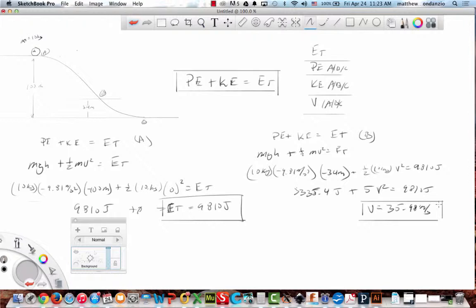I might ask you on the final, show me 2 different ways to solve this problem. Maybe not. That's not a good idea. Okay, note to self.